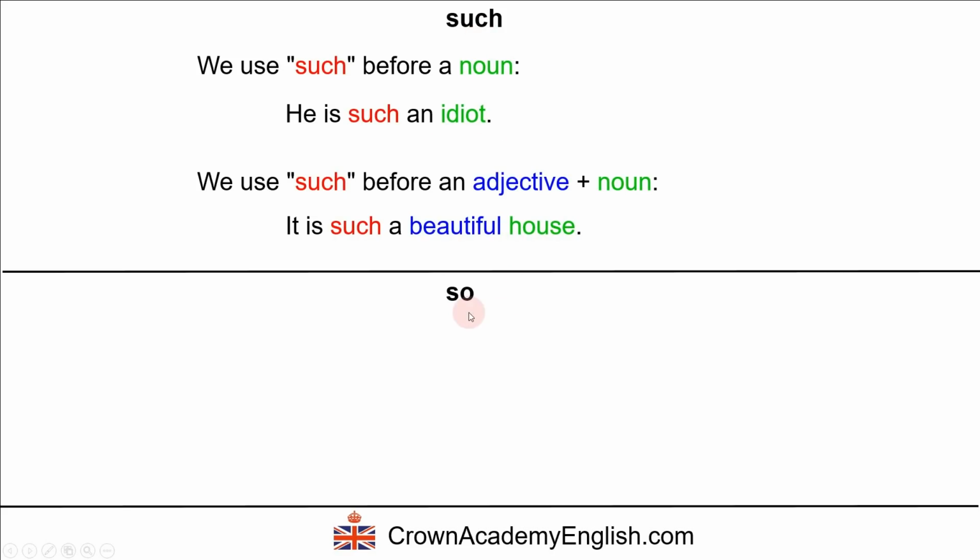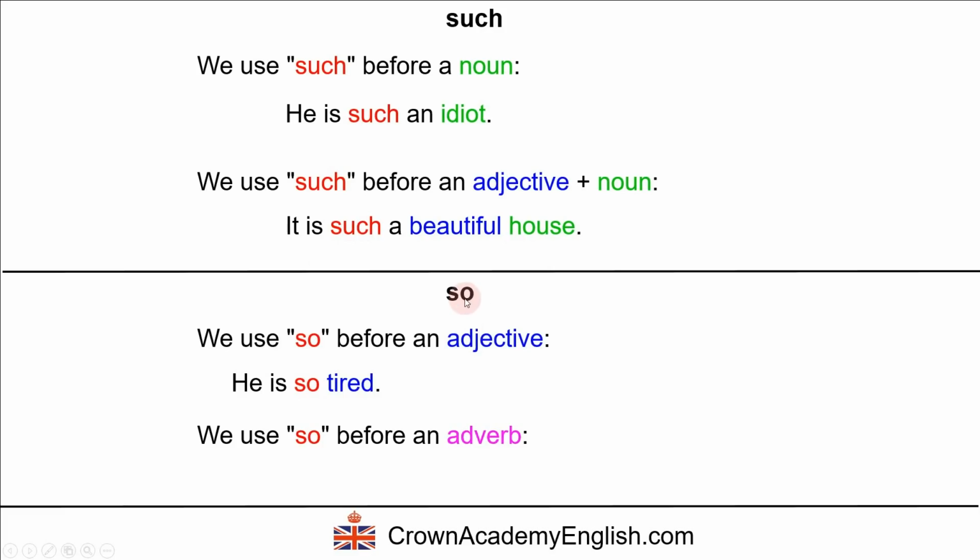Now so is slightly different. We use so before an adjective, but only an adjective that is by itself. He is so tired. We've already seen this example. Notice there is nothing after this. So when we have just an adjective, we use so. If we have an adjective and a noun, we use such. So that's the difference between these two.